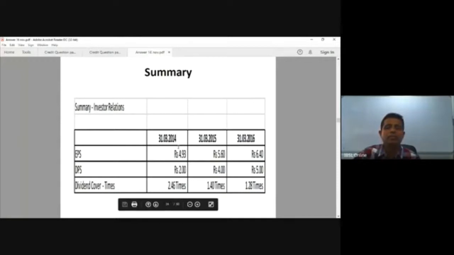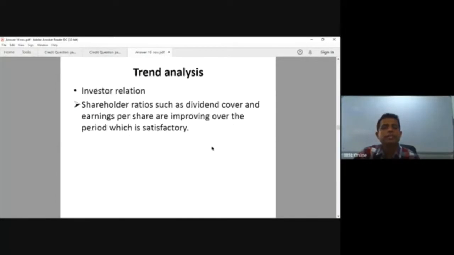In 2014, they earned 5 rupees, declared only 2 rupees, and so retained 3 rupees. Here in 2016, they have earned 6.4, but they have declared 5 rupees. That means they retain only 1.4 rupees. That is not good. Right? That is a point we have to make a note of, and we have to comment on it. Right?